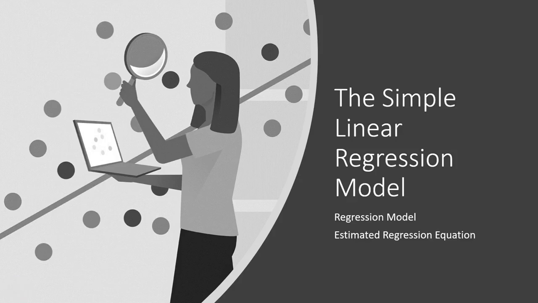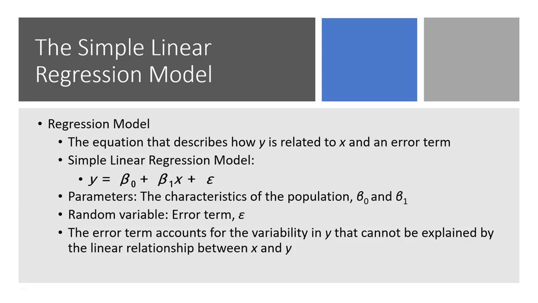This lecture is going to go into the fundamental ideas behind the simple linear regression model. So the regression model is basically an equation that's going to describe the relationship between y and x plus some error term. And it's going to use the format of y equals beta naught plus beta 1 times x plus e. So our parameters are going to be beta naught and beta 1, which are characteristics of our population, and then our random variable is that error term at the end, which accounts for the variability in our y that cannot be explained by the linear relationship between x and y.